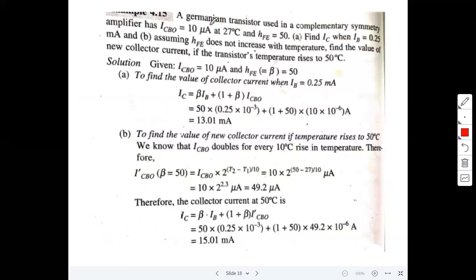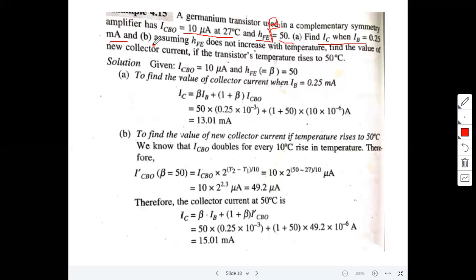Okay. Now observe here, a germanium transistor used in a complementary symmetry amplifier is given ICBO 10 microamperes at 27 degrees. HFE, sometimes people use beta, HFE or beta, remember this one. Beta is equal to 50. Find IC when IB is equal to 0.25 milliamperes.